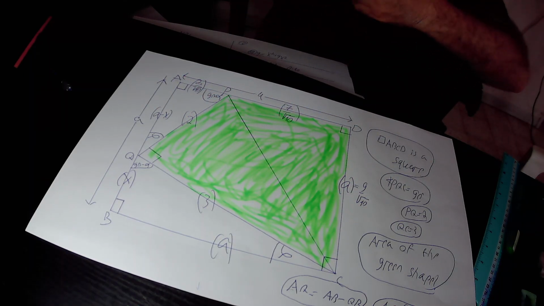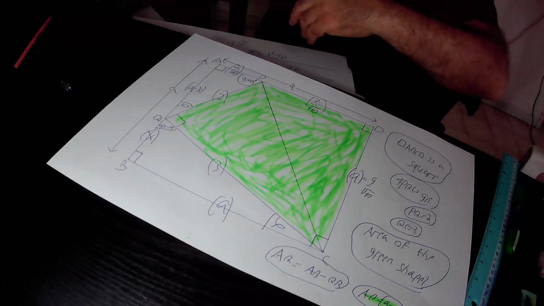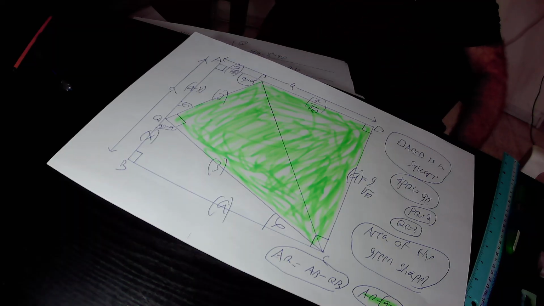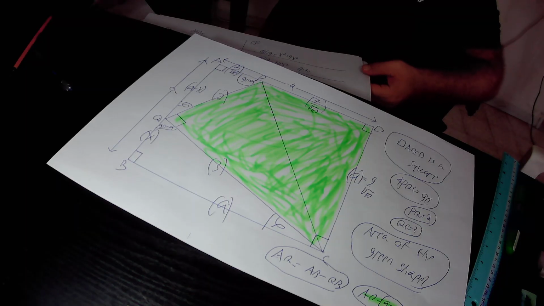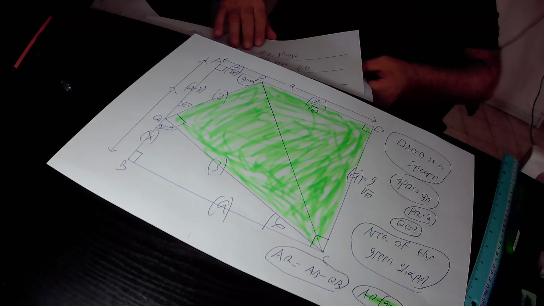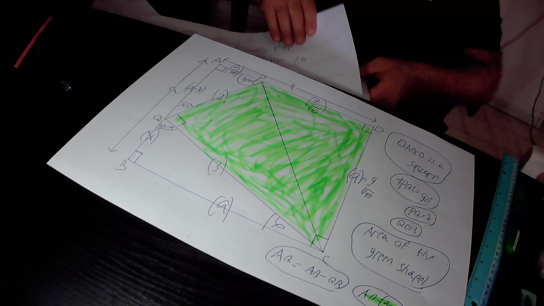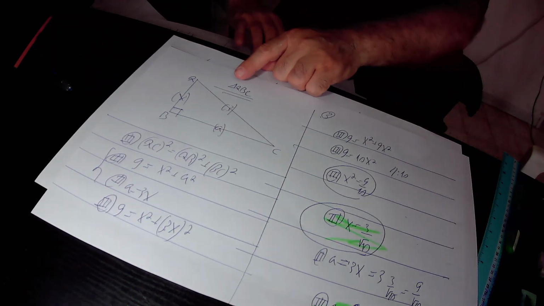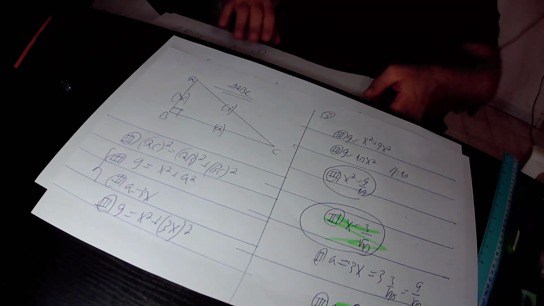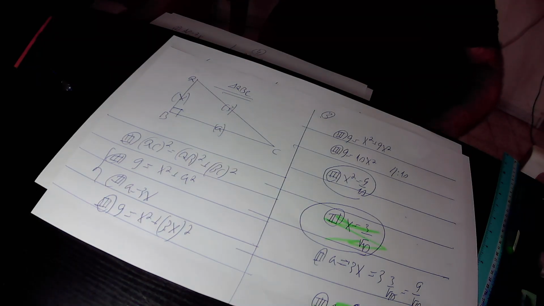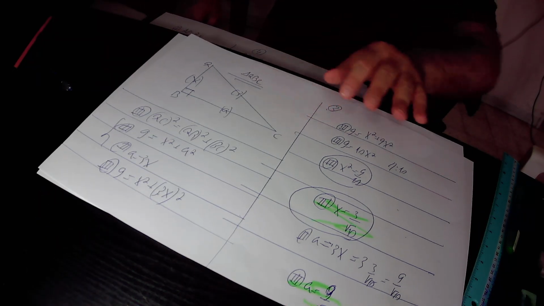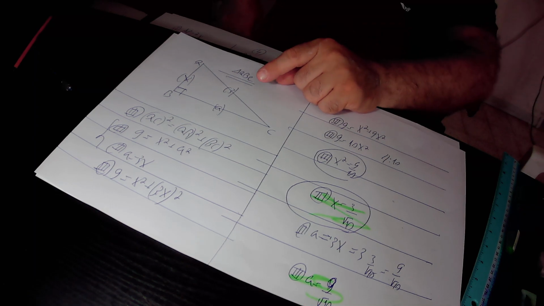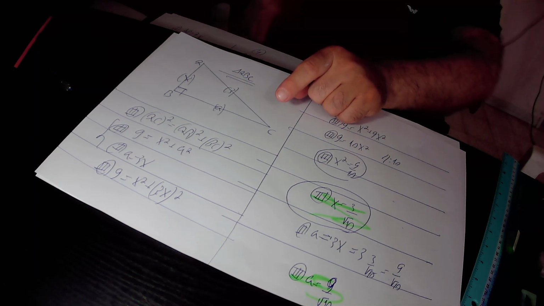In the next step, I copied this right angle triangle QBC onto a new page and implemented the Pythagoras theorem on it. According to the Pythagoras theorem, in a right angle triangle, the square of the hypotenuse equals the sum of the squares of the perpendiculars. So this is the right triangle QBC that I copied from the original diagram. In this right triangle QBC, QC squared, the square of the hypotenuse, equals QB squared plus BC squared.